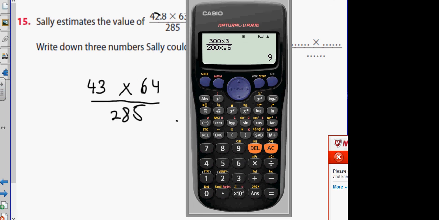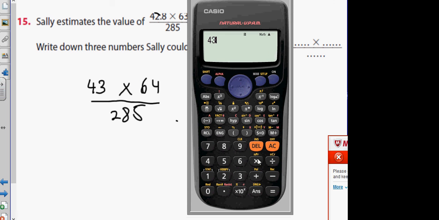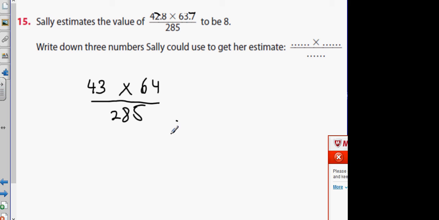Okay. So what I say is 43 multiplied by 64 divided by 285. What we get here is 9.65. Okay, so we can obviously see that that is nowhere near the number 8. Okay, so let's round off further.